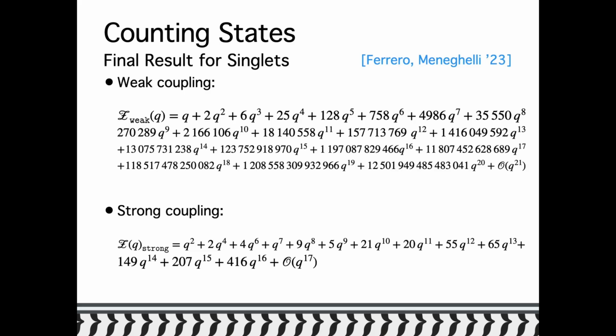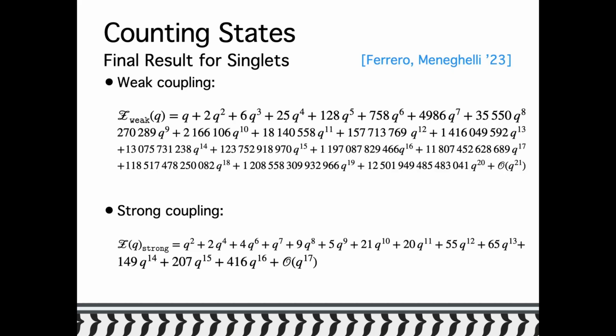The way you should understand this partition function is that Q is just a fugacity associated with the dimension. So Q squared means there is a state with dimension 2, Q to the power 5 means there's a state with dimension 5, and the coefficient in front tells you the number of states. In particular, at weak coupling there is one state at dimension 1, 2 states with dimension 2, 6 with dimension 3, 25 with dimension 4, etc. And at strong coupling, there is 1 with dimension 2, 2 with 4, 4 with 6, etc.